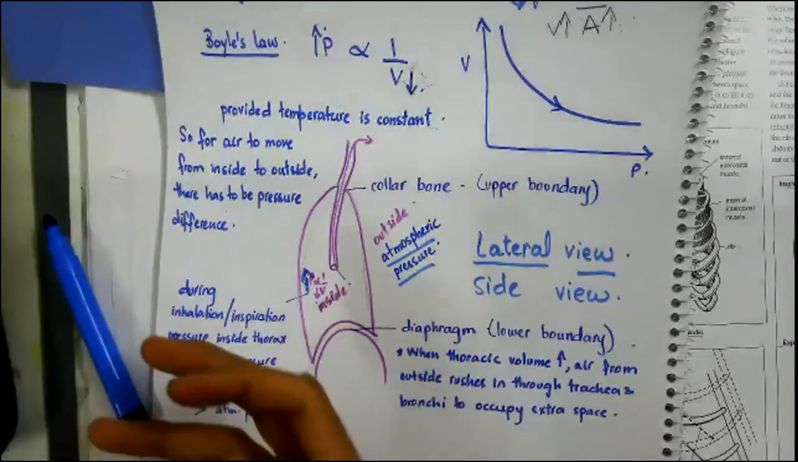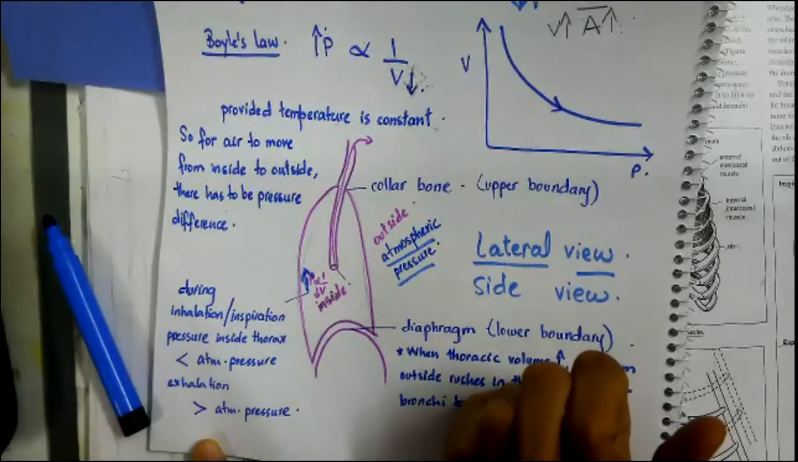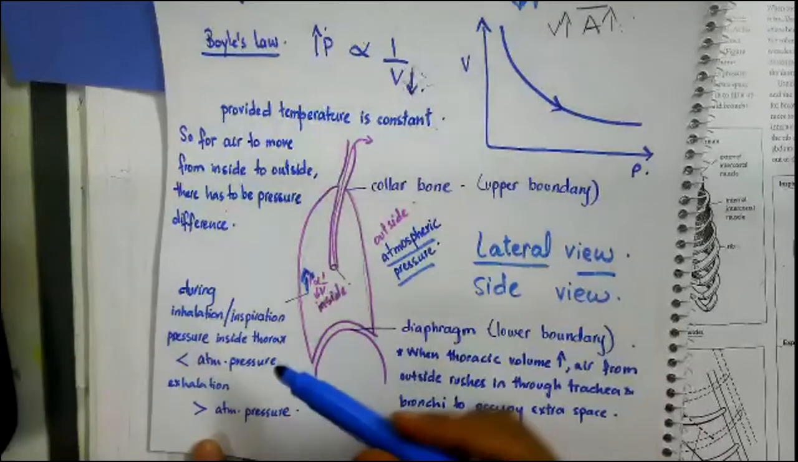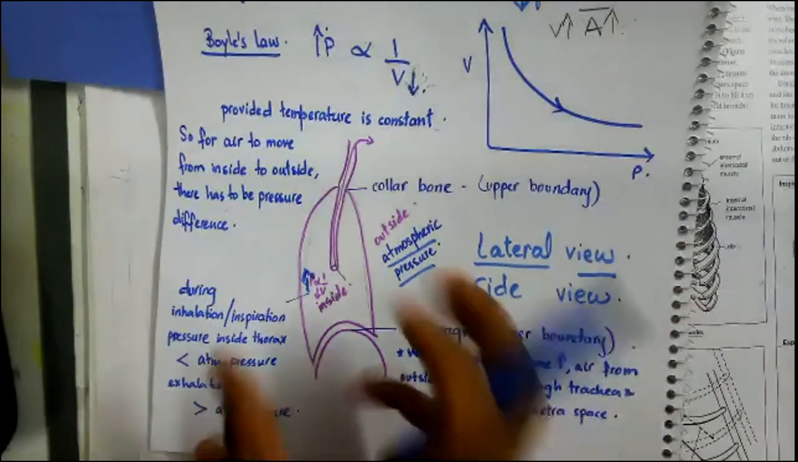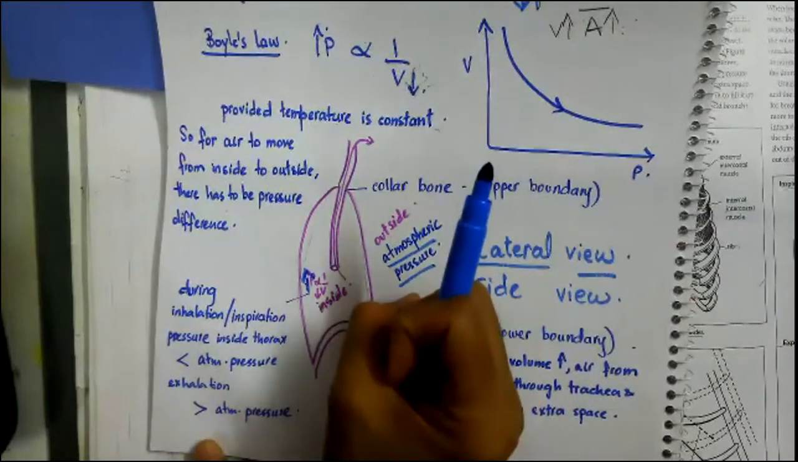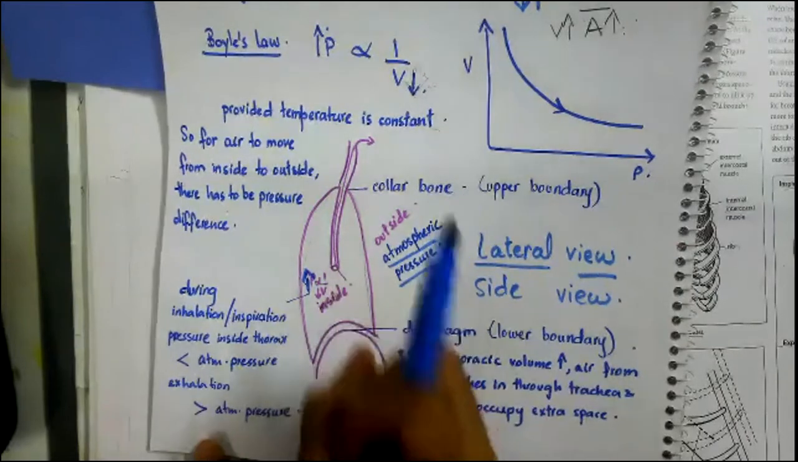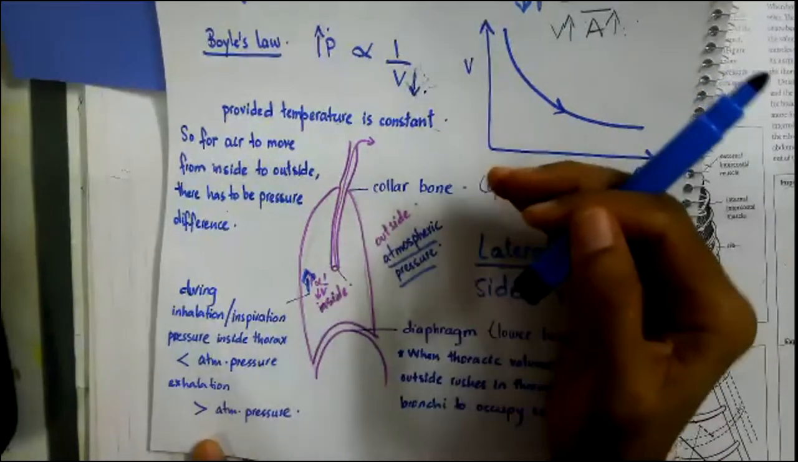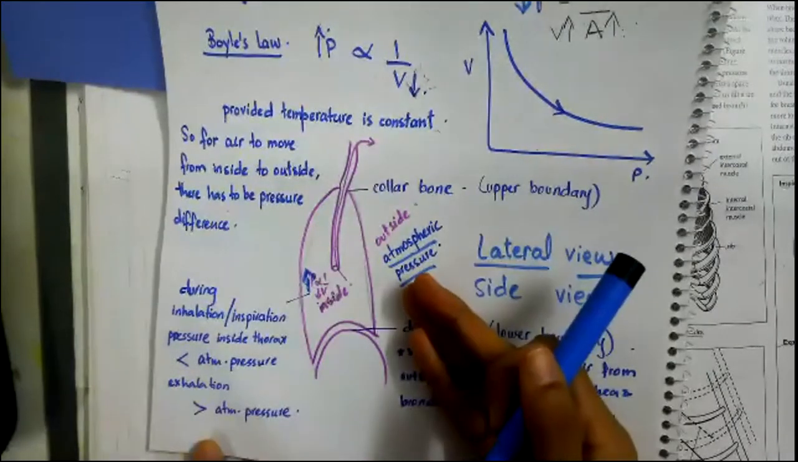Or you can think of it as a squeezing out. Just like when you squeeze a balloon, the air comes out through its mouth, right? By squeezing, you are decreasing the volume, and therefore you are increasing the pressure. And so the fluid flows from a region of high pressure to lower pressure.